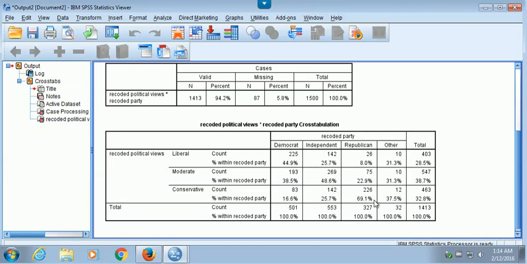The reason it's a strong positive relationship is how we recoded it. So Democrat and liberal were recoded as 1, where Republican and conservative were recoded as 3. So as values increase in one variable, you see values increase on the other variable. As you move from 1 to 2 to 3, you see 1 to 2 to 3 increase as well. So there is a pretty strong relationship here between party and political views.